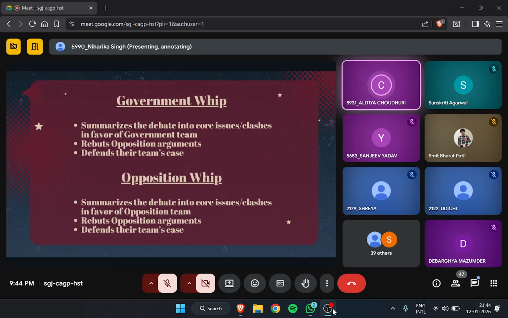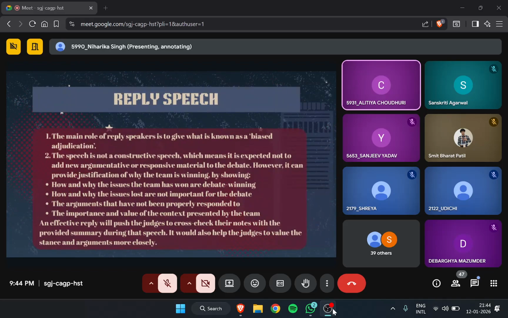I think the only thing we have left right now is the reply speech, which Ananya will explain to you right now. And after that, we can go ahead and have a small Q&A, but also just talk to you all to understand if you all got something out of this or not. Next slide, please, Niharika. Ananya, please take over.